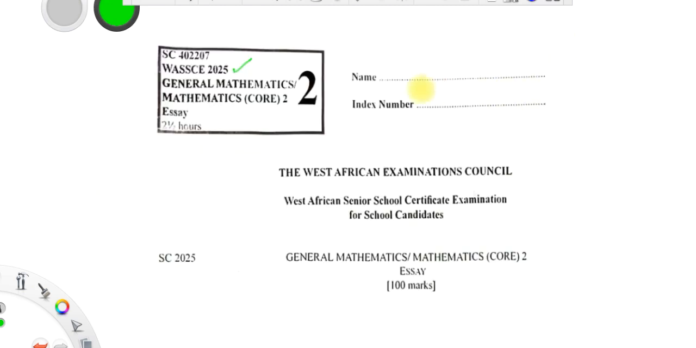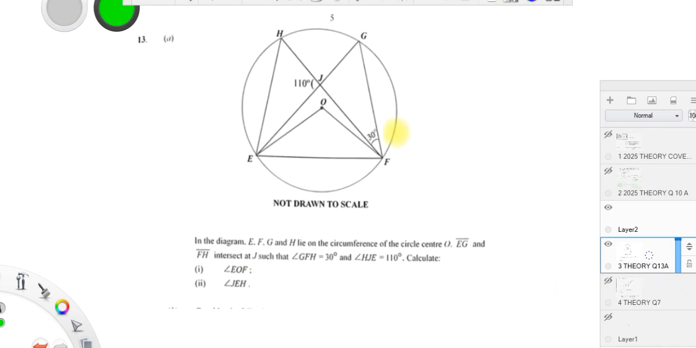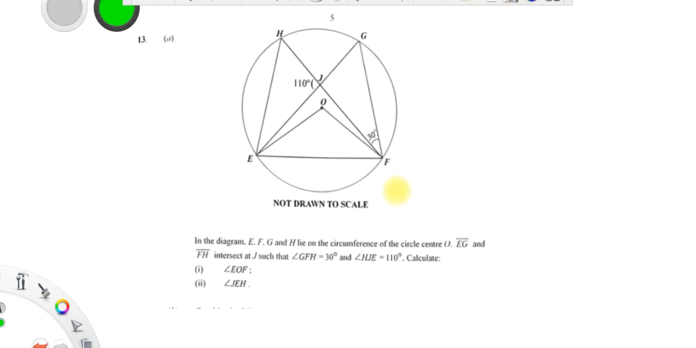Okay guys, we are still on this. Let's consider the next question. This is still the WASSCE 2025 General Mathematics, Core Mathematics. So let us look at the next question, guys. This is question number 13a. Get understanding, don't memorize, as the name implies.